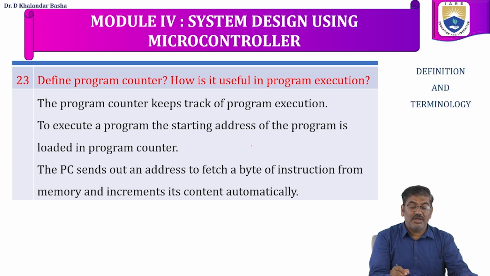Define program counter, and how is it useful in program execution? The program counter keeps track of the program execution. To execute a program, the starting address of the program is loaded into the program counter. The PC sends out an address to fetch a byte of instruction from memory and increments its content automatically.